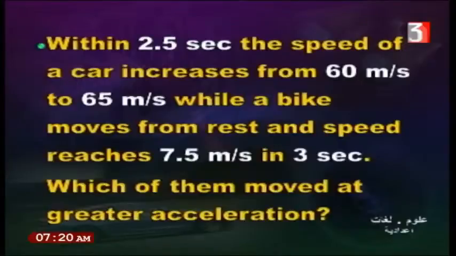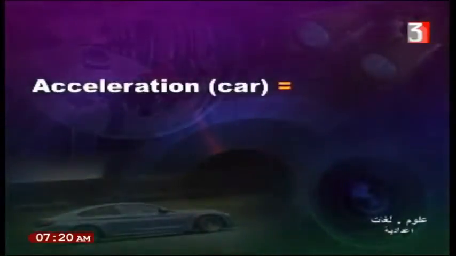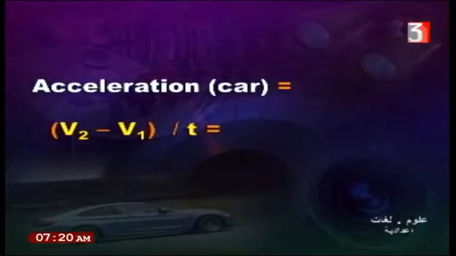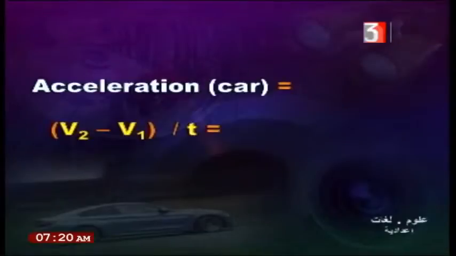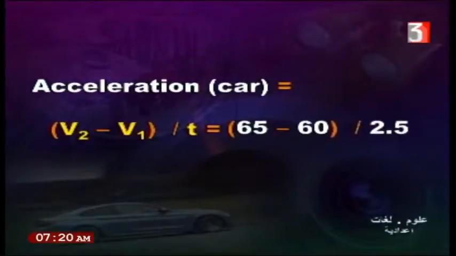So let's start with the calculation of the acceleration of the car. Of course, v2, which is the final speed, minus v1, which is the initial speed, over the time. So here, 65 minus 60 over 2.5. So the acceleration of the car is 2 meters per second squared.